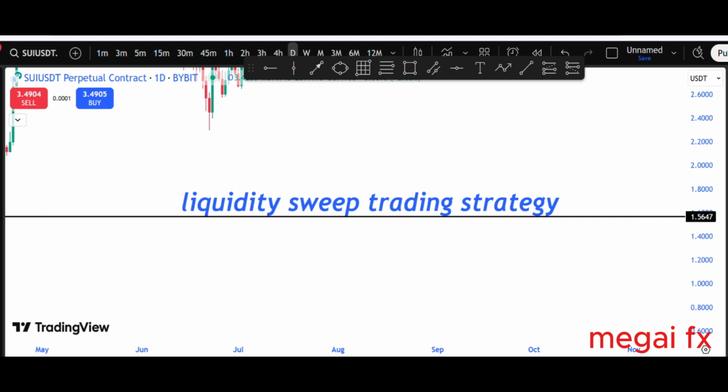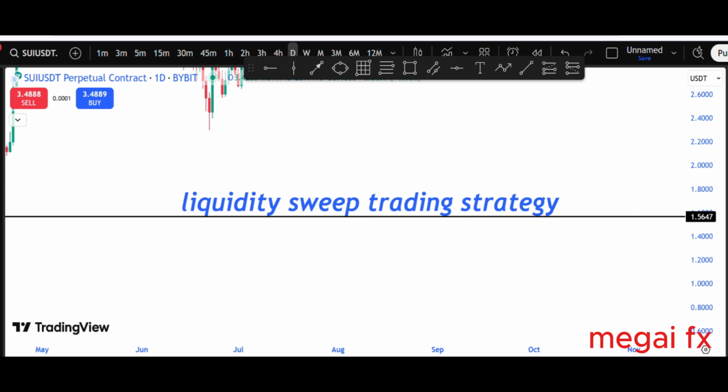With liquidity sweep, you notice that the market gives an aggressive movement after liquidity has been taken. The market tends to give massive movement after we've taken some sort of liquidity. So for you to master liquidity sweep, you need to obey some certain rules.